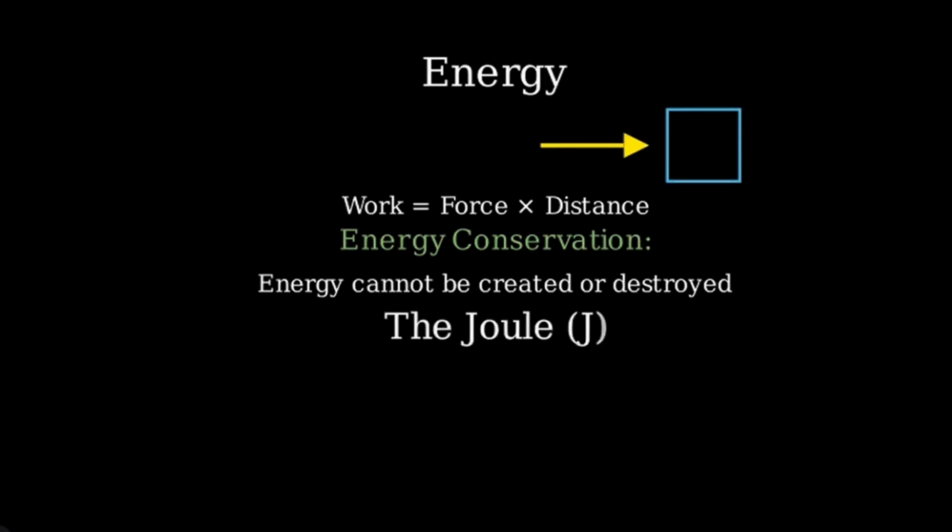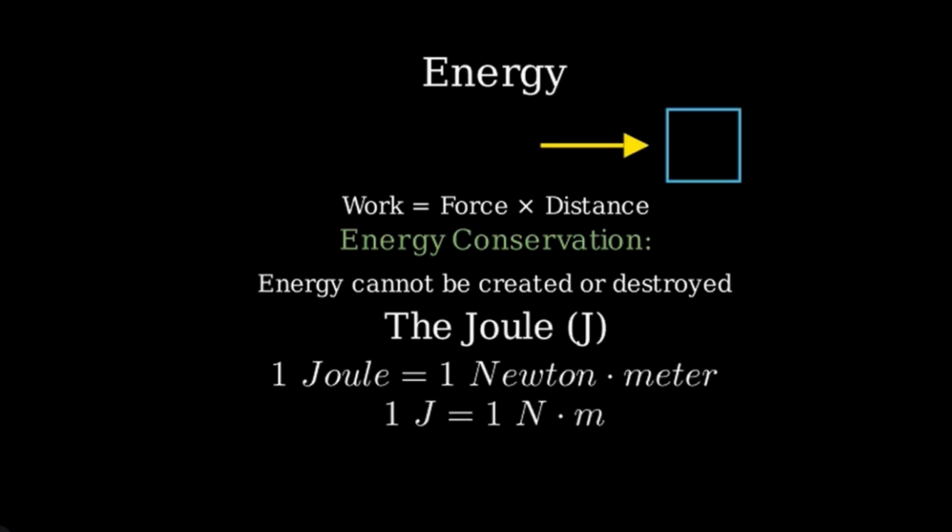The standard SI unit for energy, and also for work, is the joule, symbolized by a capital J. 1 joule is defined as the amount of energy transferred, or work done, when a force of 1 Newton moves an object 1 meter in the direction of the force. This can also be expressed in base units as kilogram meters squared per second squared.